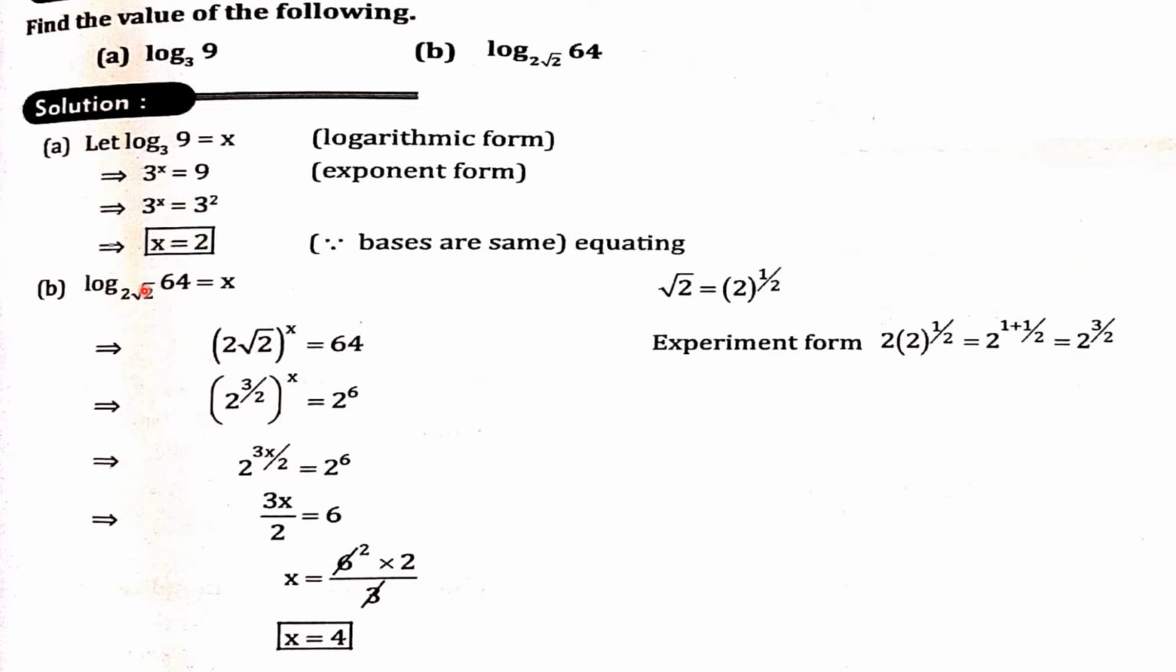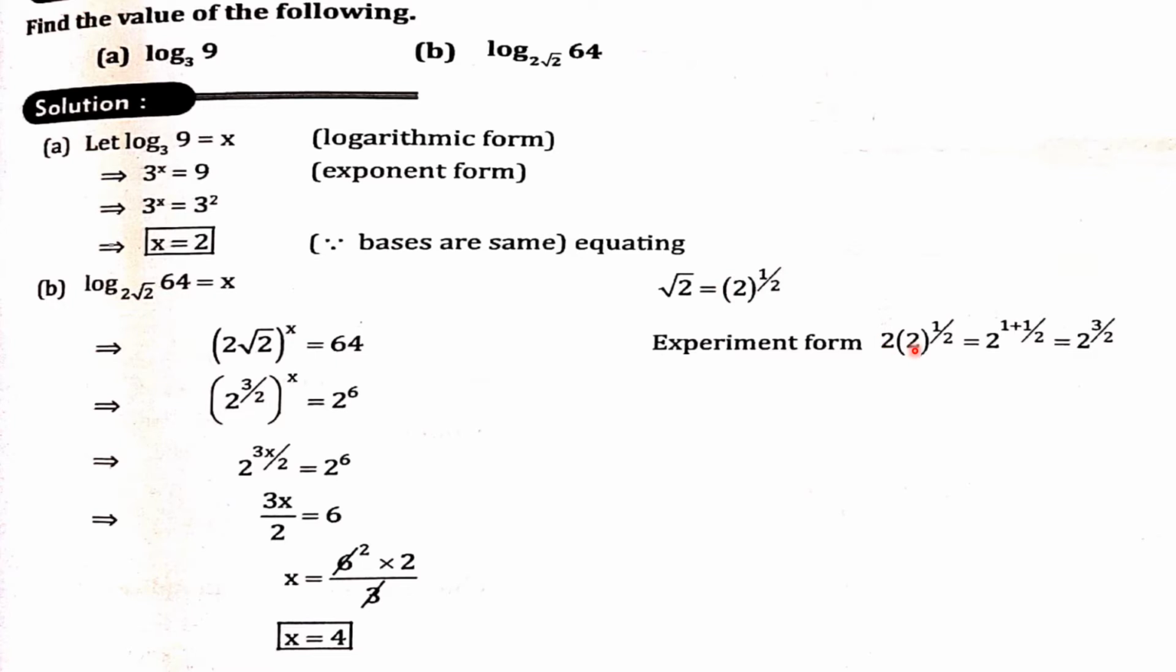In the same way, the second question: log 64 to the base 2 root 2 is equal to x. First take it into exponential form: 2 root 2 to the power of x is equal to 64. How did this 3 by 2 come, sir? Very simple: root 2 can be written as 2 to the power 1 by 2. In indices I have taught you how 1 by 2 comes. Whenever there is a root, it is 1 by 2, and whenever it is a cube root, we write 1 by 3.